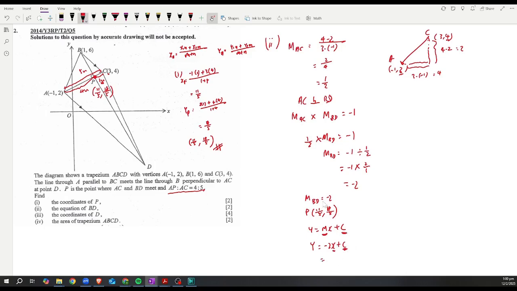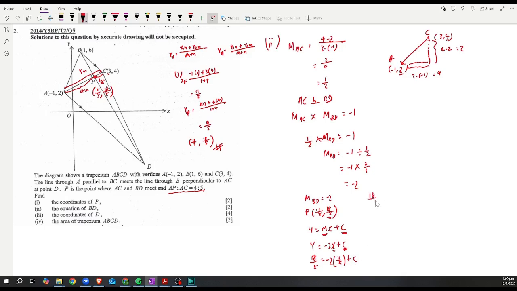So we know that for P, the x coordinate is 11/5. Since P lies on the line, if we substitute this x coordinate into the equation, the equation should give us back the value of y. And we know the value of y, it's 18/5. We can substitute that in. So now the only unknown left is c, and we can just solve for that.